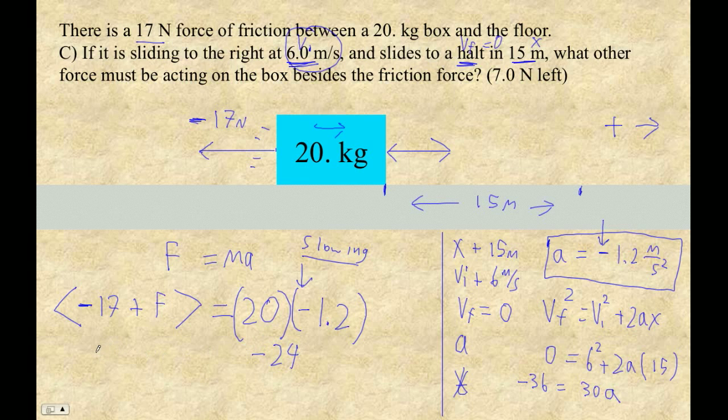So F minus 17 equals negative 24. Now I've got to add 17 to both sides. And so we find out that our force is indeed toward the left. It's negative 7 newtons. So it's like a braking force.